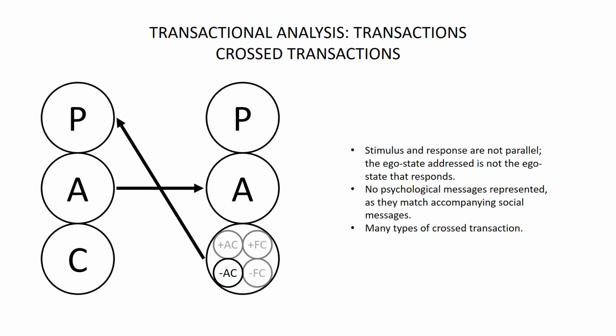Cross-transactions are transactions in which the stimulus and response are not parallel. The ego state addressed is not the ego state that responds. Again, no psychological messages are represented because there are no hidden messages coming from either the initiator of the communication or the responder. Each person means what they say. There are many different types of cross-transaction.